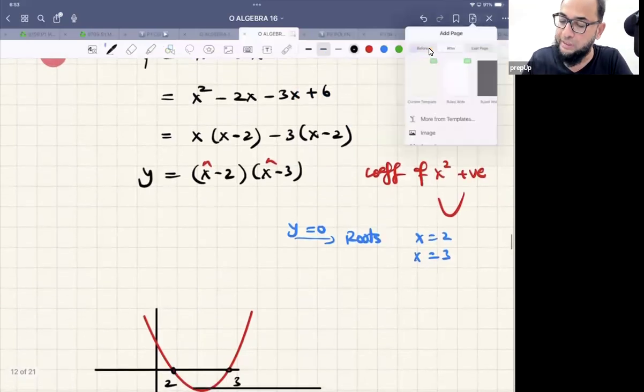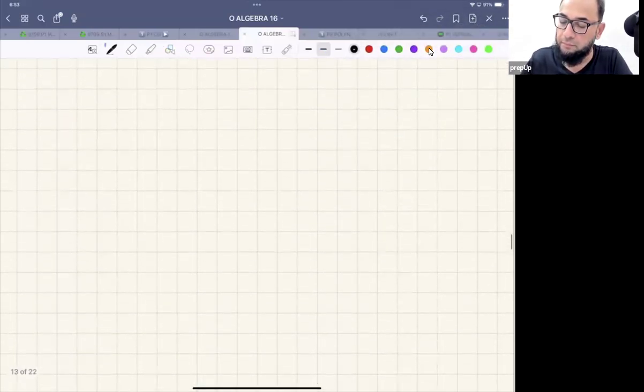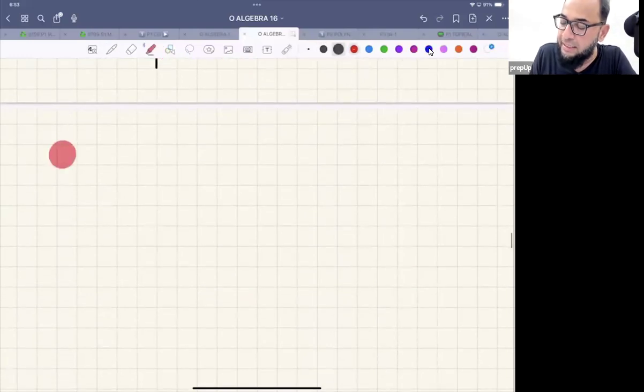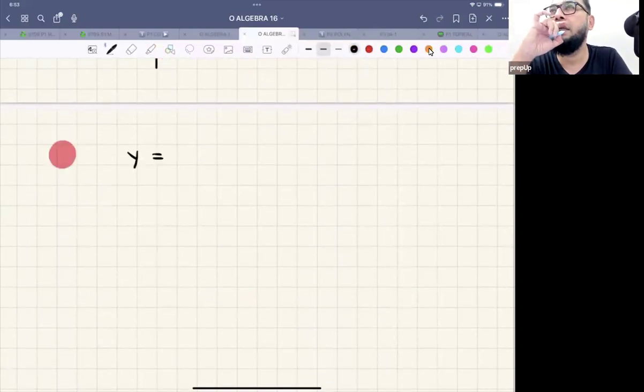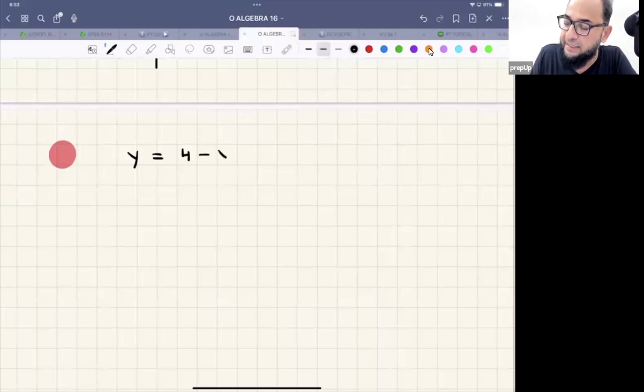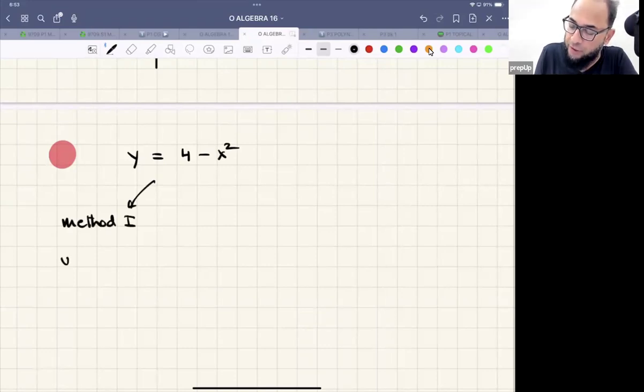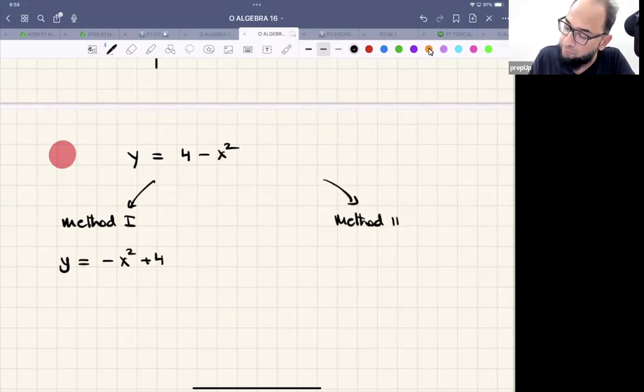And one more example. y is equals to something like 4 minus x square. Now this can be drawn in two ways. Method 1: I can write this thing as y is equals to negative x square plus 4. Method 2: I can factorize it. This is 2 square minus x square. This is 2 plus x, 2 minus x.